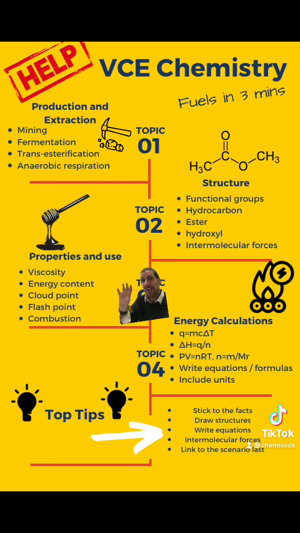Once you can explain how the fuels are extracted, write equations for the chemical processes involved, draw the structure of the fuels, and then link them to the properties, we then go into calculating how much energy can be produced from the fuels. The first equation I've got here is Q = mcΔT. This is where you measure the amount of energy released by looking at how much water increased in temperature.